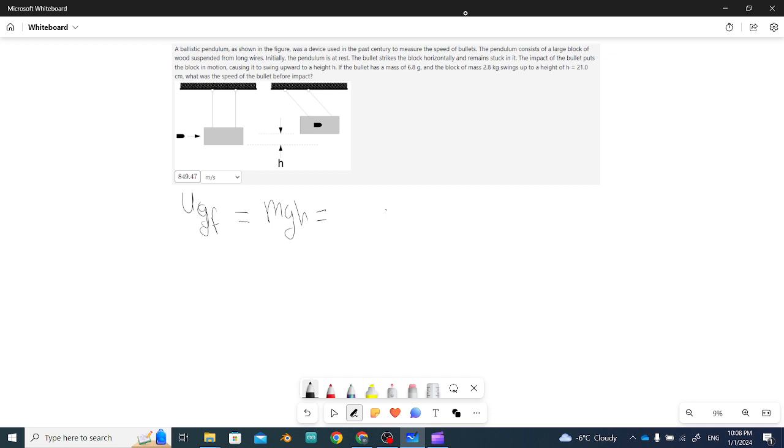So that will be 2.8068 kilograms times 9.8 times 21 centimeters. We have to convert that to meters, so that would be 0.21 meters. And that will give us 5.78 joules.